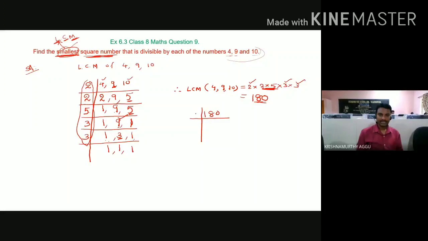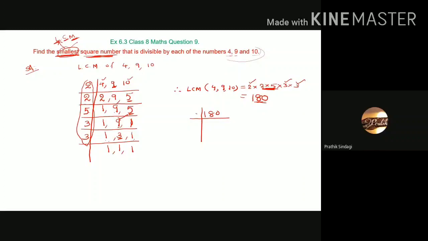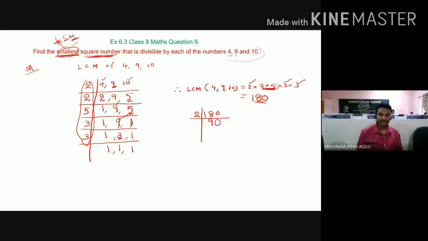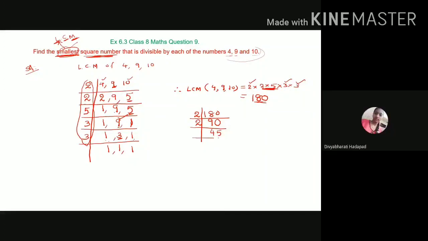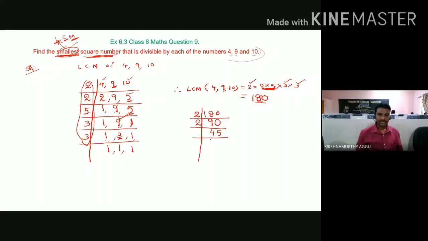Which is the number you have to select here? First prime number, 2. 2 divides 180. 2 times 90 will give 180. Next, 90. Since 90 is an even number, it is divisible again by 2. 2 how many times 90? 45 times. Okay, right.